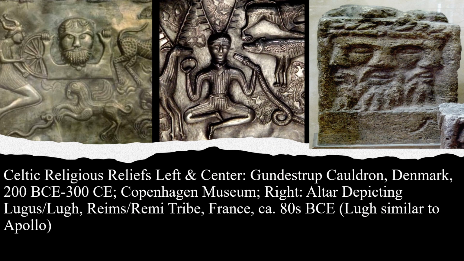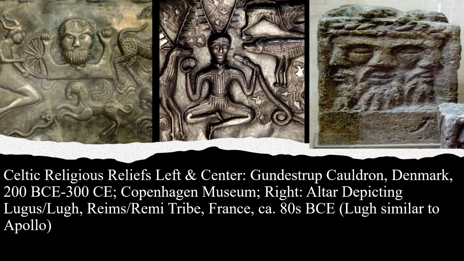Here are some depictions of Celtic gods, Celtic deities. The two on the left and center of this slide come from a cauldron from Denmark. I think this cauldron is of Celtic origin. Remember, the Celts would have traded with people to the south, but also to their north. On the right-hand side is an altar depicting Lugus or Lug, a very important Celtic deity.